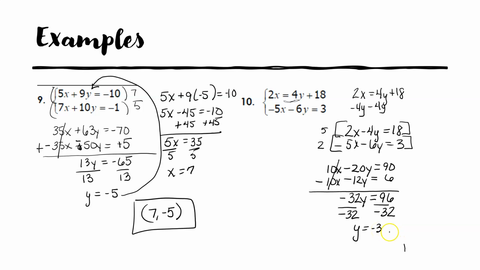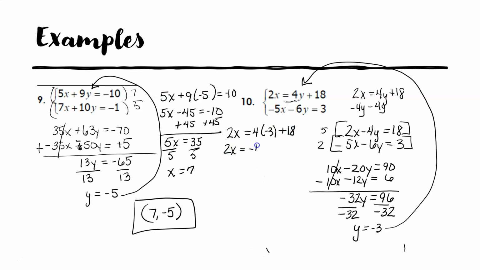So I'm going to plug this into the original. Let's go all the way up here. Okay, so I have 2x equals 4 times negative 3 plus 18. So I have 2x equals negative 12 plus 18. 2x equals 6. If you're going to divide by 2, x is 3. So our solution is 3, negative 3.